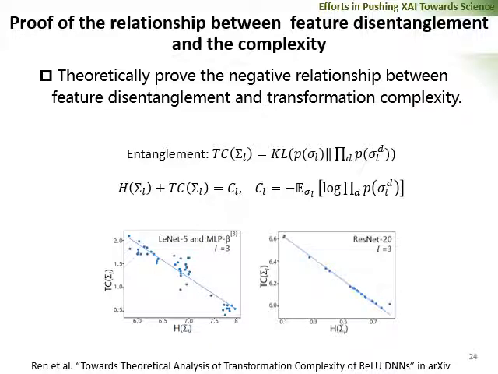Then we further prove the negative relationship between the feature disentanglement and the transformation complexity. That means if a neural network encodes more complex transformations, then the neural network will generate more disentangled features.